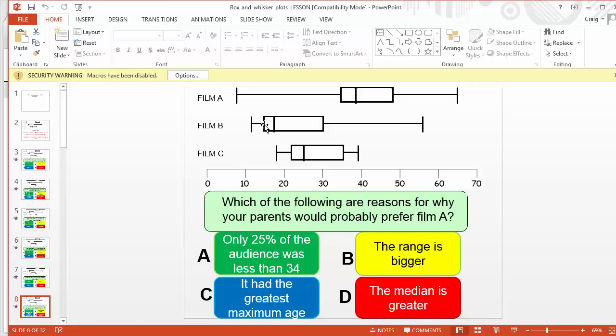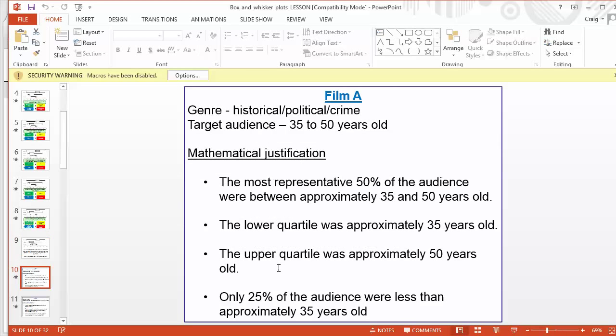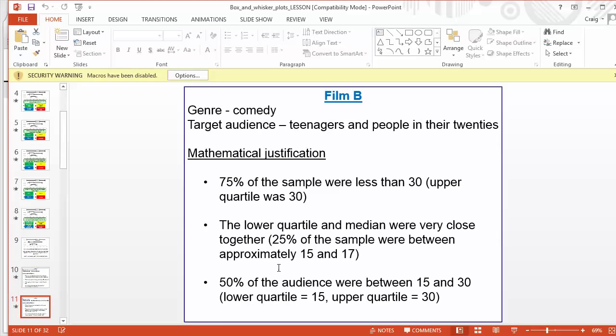What about this one as well? Which of the following are reasons why your parents will probably prefer film A? And again, just getting them to think and communicate things in words that actually matter and mean something. And then there comes a really tricky challenge. Now that they've chatted about that and got a bit better at interpreting, can they actually deduce what the genre of each of the films were? And I love this. Justify your decision using mathematical language. And here are some suggested answers for them there.